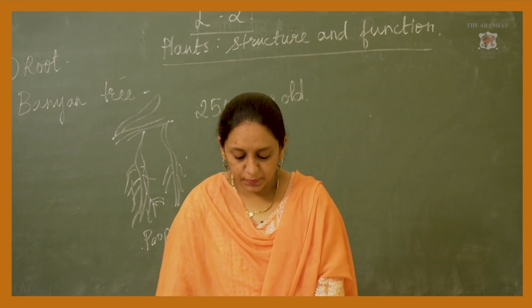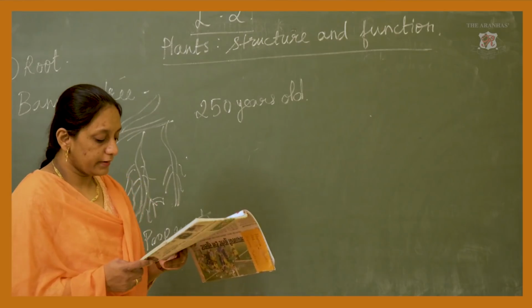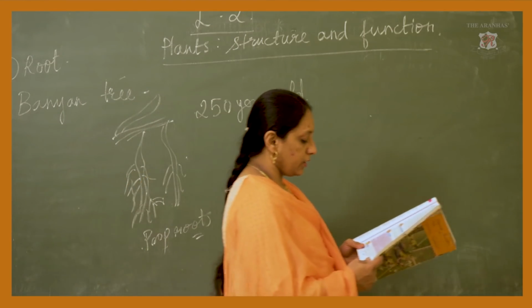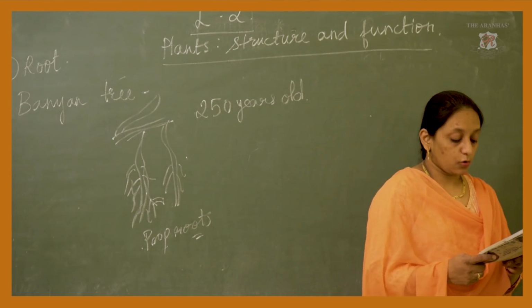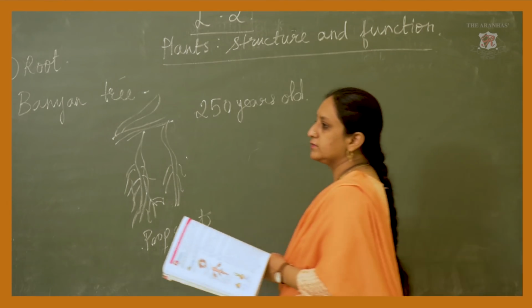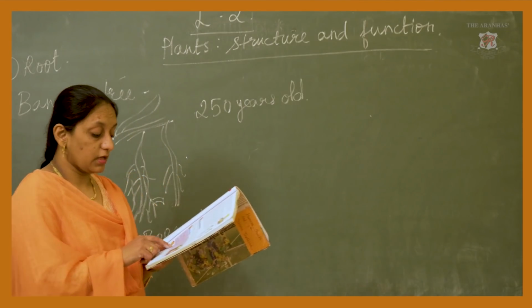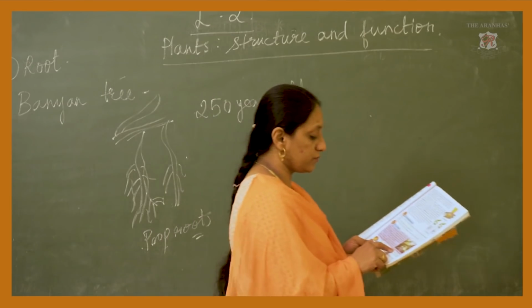It has a huge banyan tree which is 250 years old and it covers a very large area and it has thousands of prop roots. It is very old, very big, very dense. Many prop roots are there, thousands, more than thousands of prop roots.